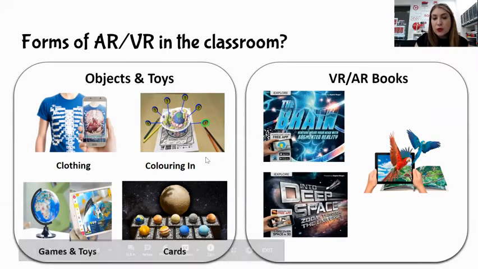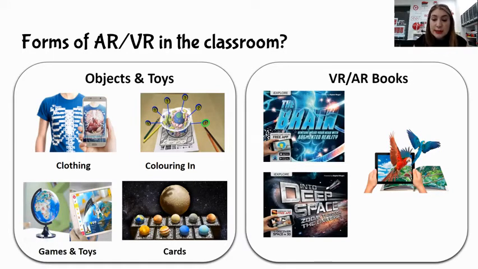Well, there are different forms that augmented or virtual reality take for classroom use. One particular lot of examples are things like objects or toys. This includes clothing like the Curioscope t-shirt, or colouring in materials. Some of these are commercially purchased, others are free, like Quiver, which is the example in the photo here.